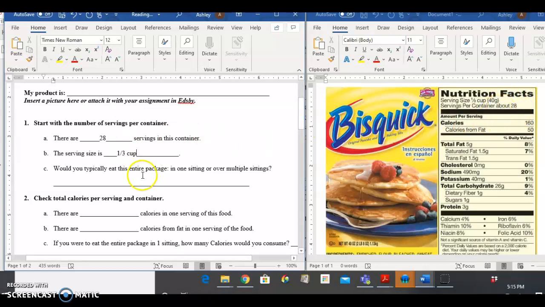Would you typically eat the entire package in one sitting or over multiple sittings? Well, it depends on what you're looking at here. For me, of course, I'm not going to eat about 28 pancakes. I would be sharing it with my family if we made the whole box, or we wouldn't even make the whole box at one time. So we would eat it over multiple sittings.